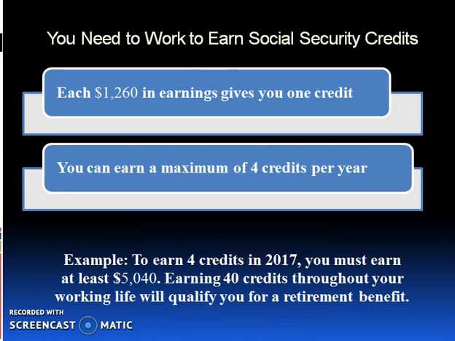So in 2017, you will need to earn $1,260 of earnings, and you can get up to a maximum of 4 credits. So that amount will come to 5,040. If you make 5,040 a year, you basically earned your 4 credits for that year.